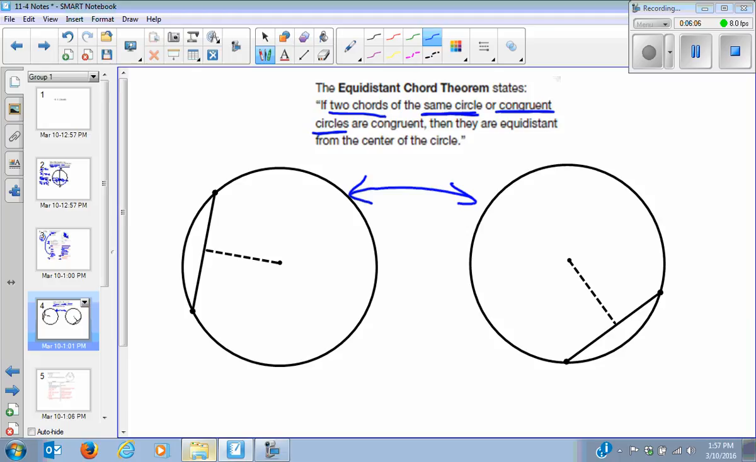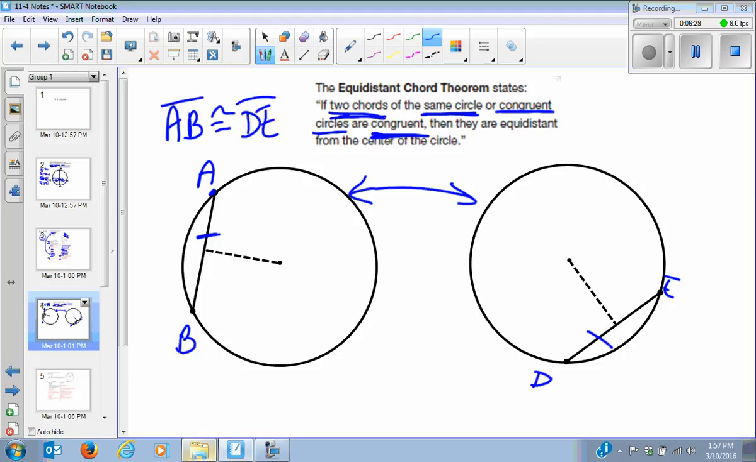And what this states is if you have two chords of the same circle that are congruent, so this chord right here, we'll call this AB, pretty much given to us as AB, that chord is the same length as, we'll call this DE. We know that to be true. That's the if part. That says two chords of the same circle are congruent. That's the first stipulation. Then they're equidistant from the center. So that means that this distance right here is going to be the same as it is over here.